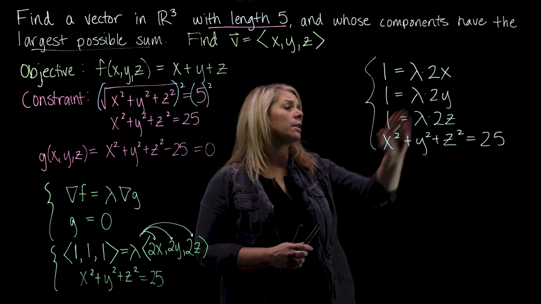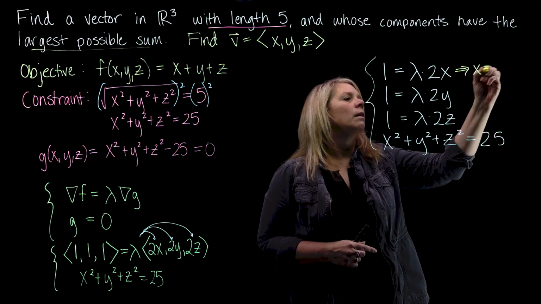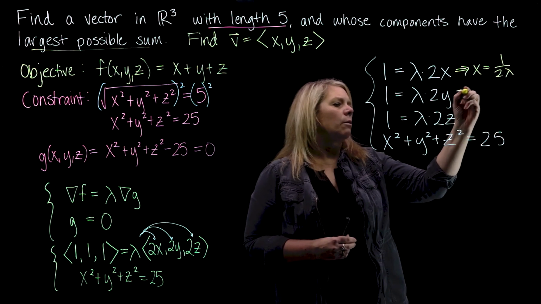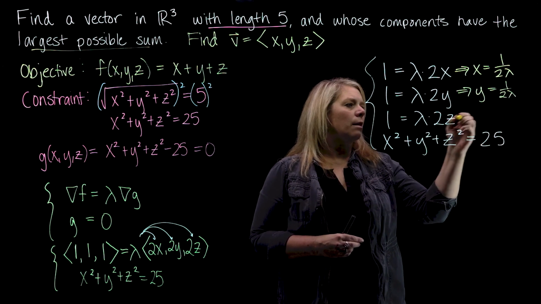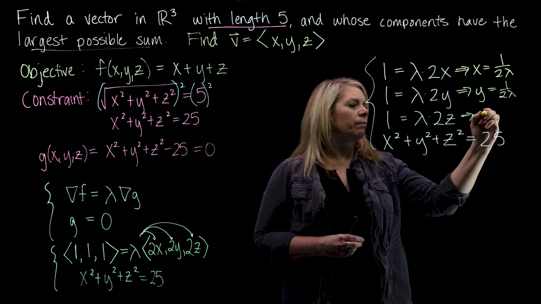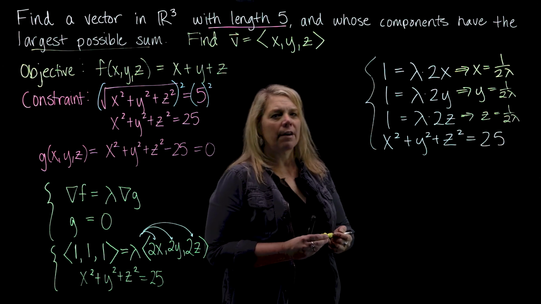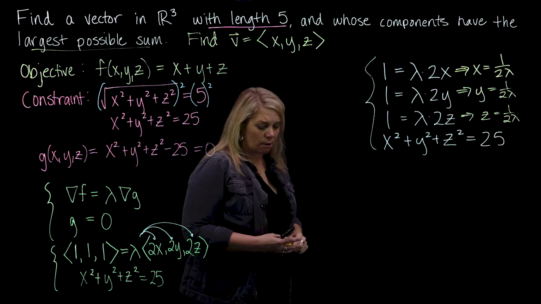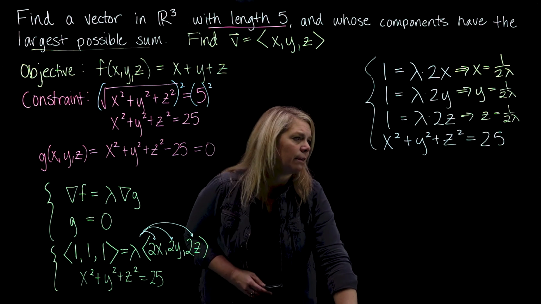Okay, so on this first equation, if I solve for x, I will get 1 over 2 lambda. And in the second equation, the same thing. And in the third equation, the same thing. And then if I substitute those into my constraint, then I'll be able to solve for lambda. And then once I know lambda, I can figure out my x, y, and z values.